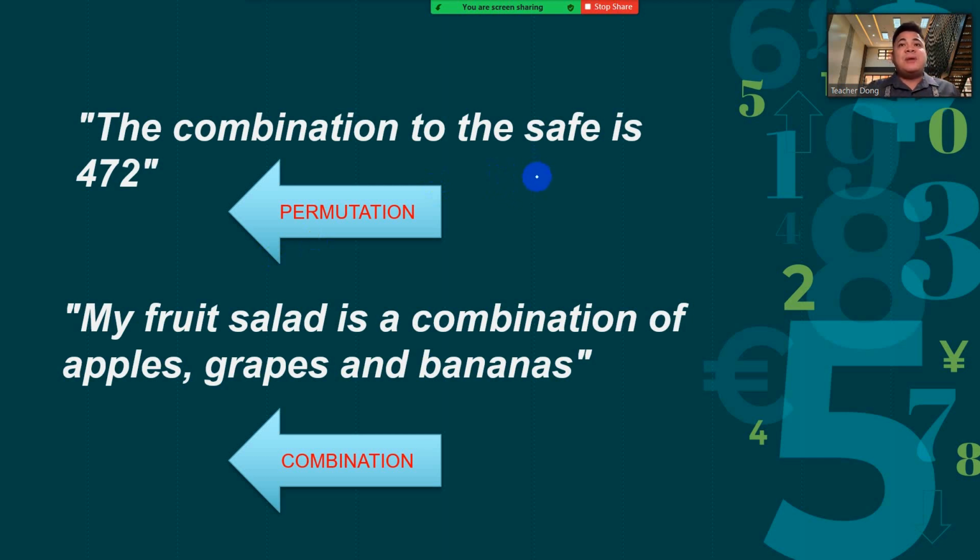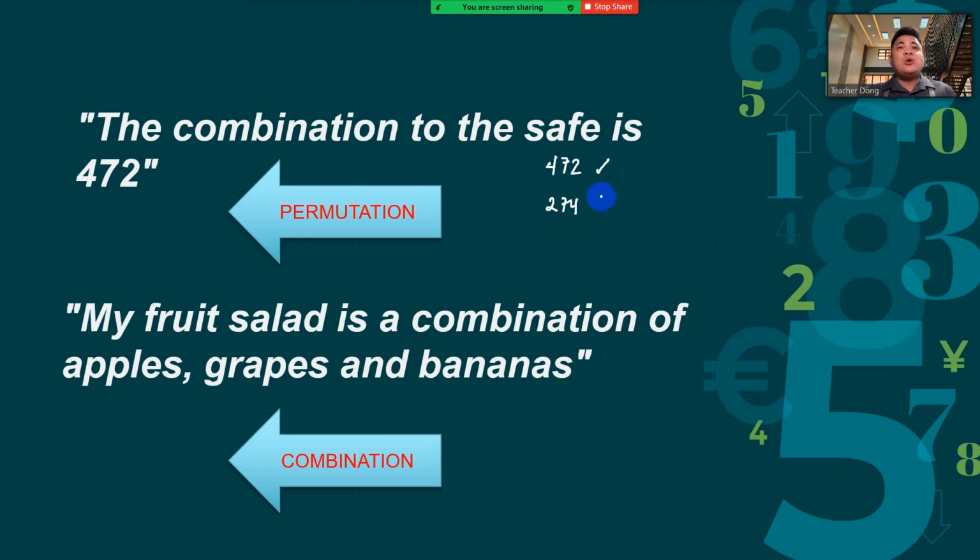Like for example, if the password of the safe is 472, and you change it to 274, will it open? No, it's not. The actual password is only 472. So 274 is a different combination, which will not open the safe unless you change the password of the safe.